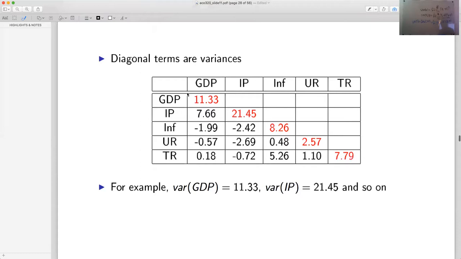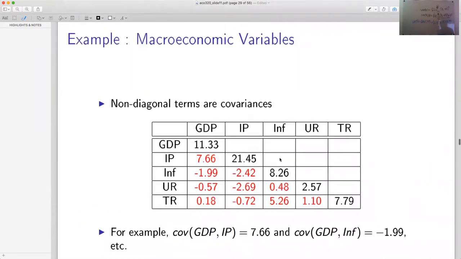I highlighted in red, but the actual numbers are the covariance between these two. For example, IP and UR, the covariance is negative 2.69. Again, the magnitude doesn't matter here because we are dealing with the covariance. What you need to look at is the directional relationship. Does it make sense to have a negative relationship? Yes. Or does it make sense to have a positive relationship over here? Yes. Always, when you get this kind of thing, make sure you look at the sign and check whether those relationships make sense or not. That is very important.